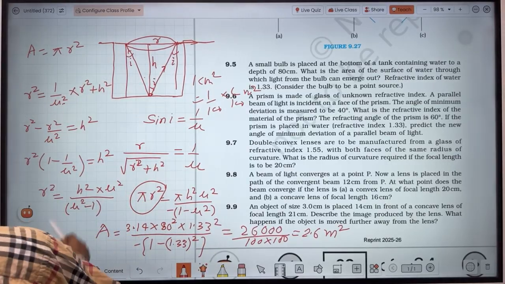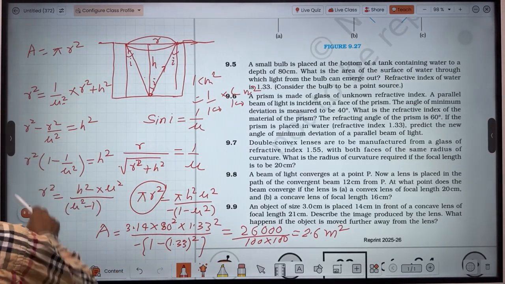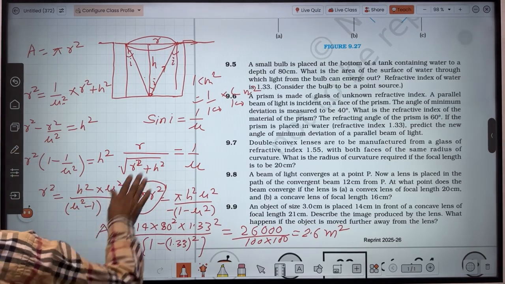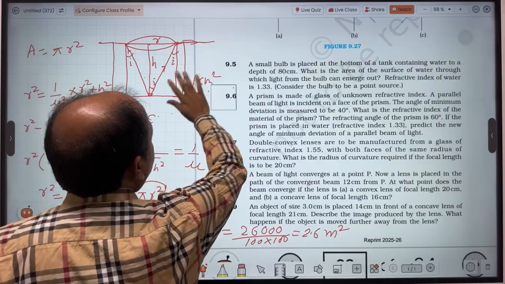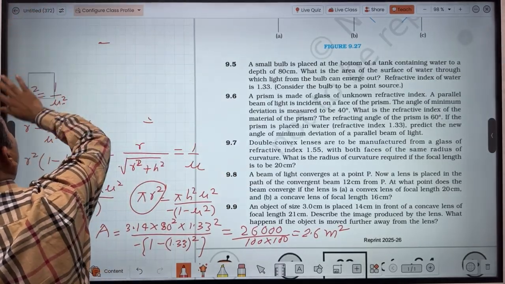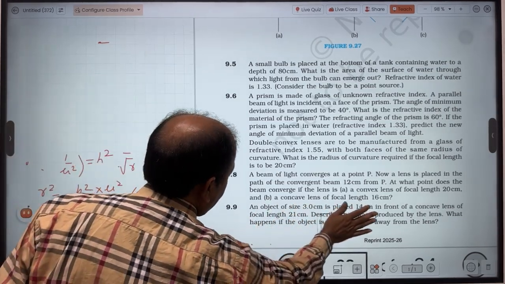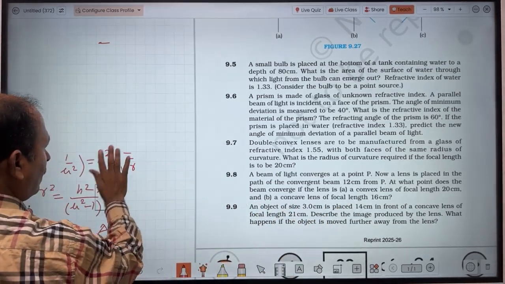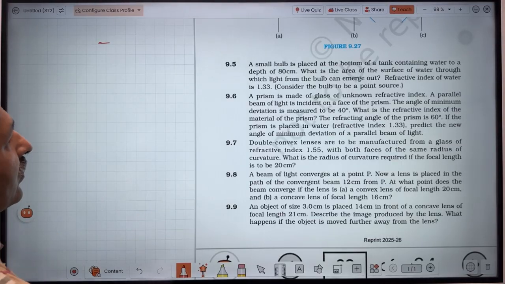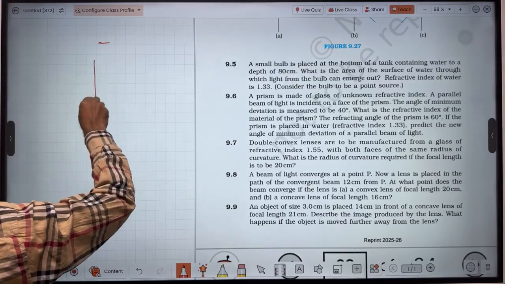I think you have understood. If you need a quick recap, I can give it to you. That is possible. So what you have observed in this question is that the situation is very simple.